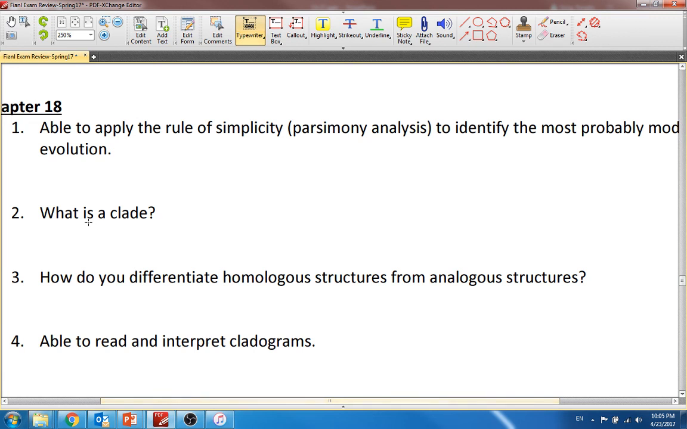Question number 2, what is a clade? A clade is a group with some shared inherited characteristics. So this could be a lineage of species. It can also be the 2 sister groups plus the common ancestor. So therefore, you can consider a cladogram being a clade inside a clade.